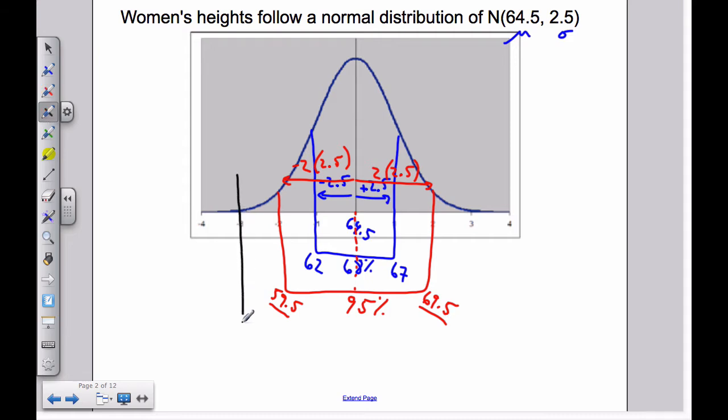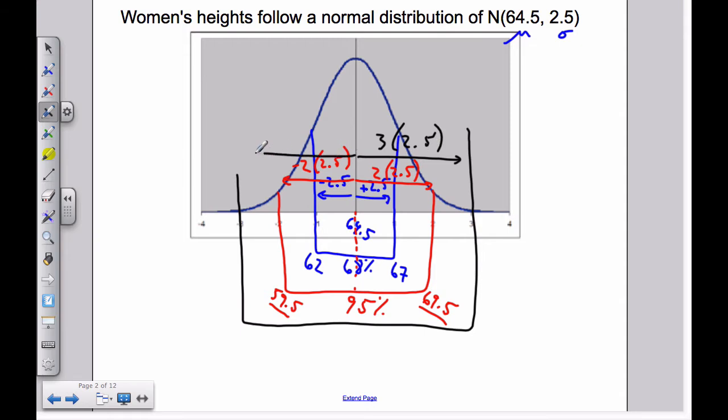If I go out 3 standard deviations either side of the mean, this time I'm going to go out 3 2.5s either side, because some are taller, some are shorter. Then, starting at 64.5, plus 3 2.5s puts me up to 72 inches. 64.5 minus the 3 2.5s puts me at 57 inches. That's where 99.7% of females will fall, somewhere between 57 and 72 inches tall.